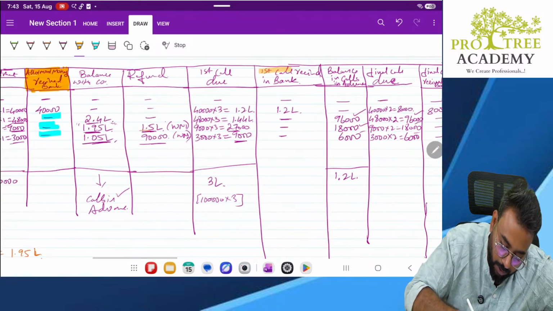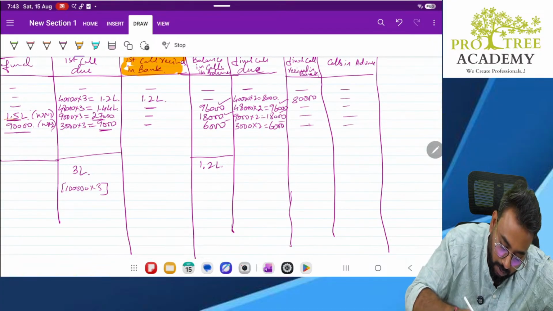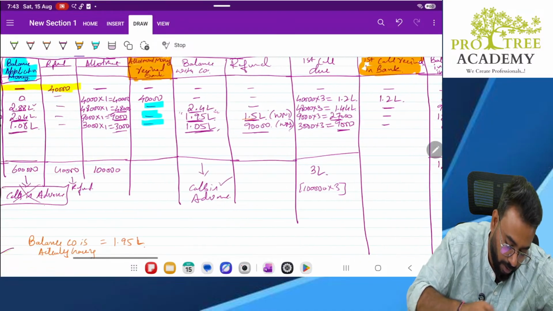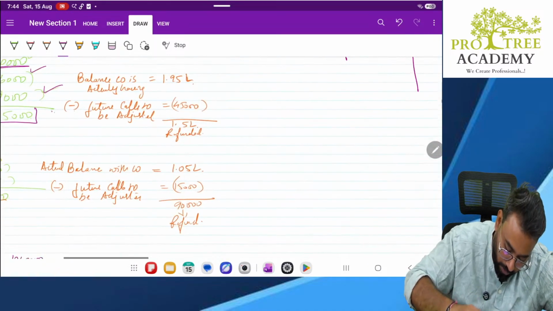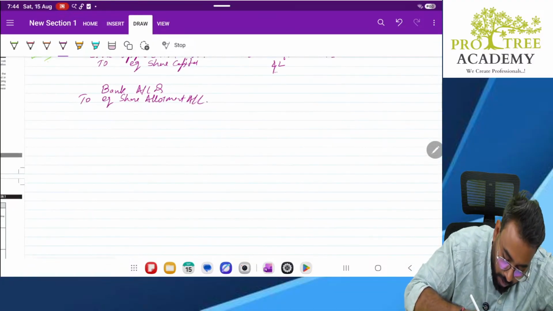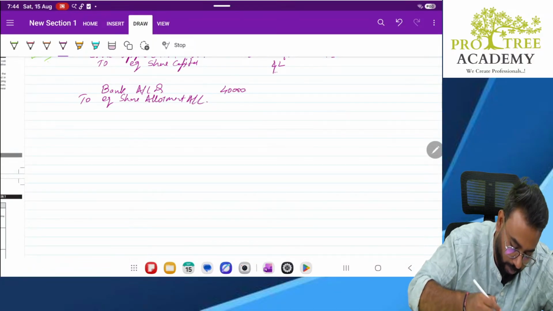Then first call received in the bank, then final call received in the bank. Okay. This is an important column. That is why I have written it separately. How much money you received actually in the bank? Sir, I received only 40,000. Very good. Write it down. 40,000. Okay.